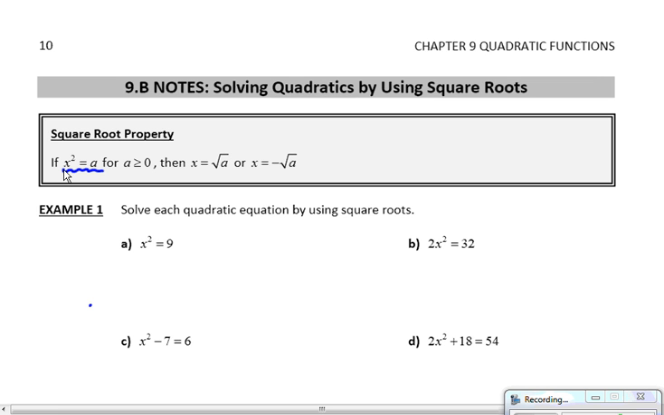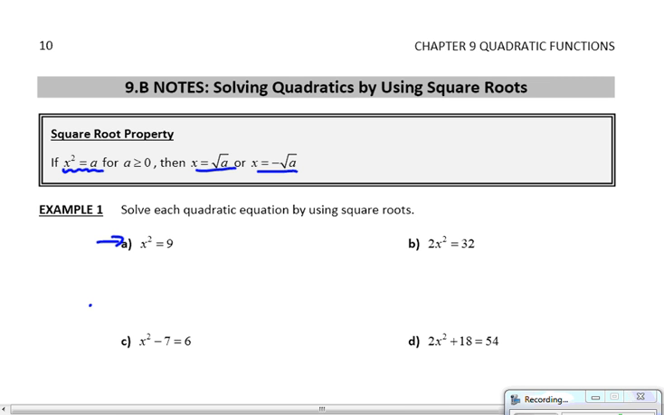When we do, there's going to be two answers. x is going to be equal to the square root of a, or x is going to be equal to the negative of the square root of a. You can see that right here in example A, where I have x squared is equal to 9. There are two numbers that can make that true: positive 3, because 3 to the second power is 9, and also negative 3, because negative 3 times negative 3 is also 9. So there's two answers.